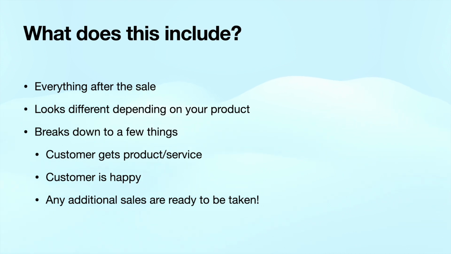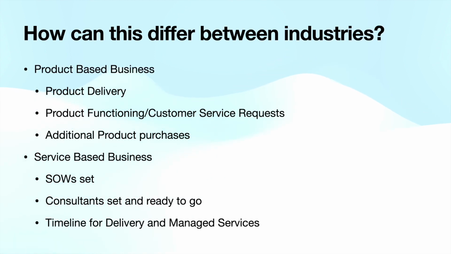Now, this is going to look different for each company depending on the product and the customer type. But basically, it breaks down into a few things. 1, the customer gets the product or service that they expected. 2, the customer is happy and any additional sales are ready to be taken. Let's talk about the differences between different industries, because I noticed that this was a somewhat large portion of the exam, where it wasn't super consistent between product-based business customer success or service-based business customer success. Now that is a mouthful, but let's go ahead and break it down.